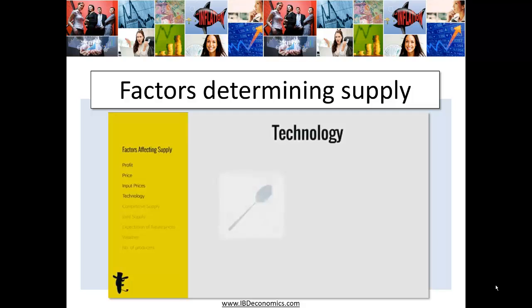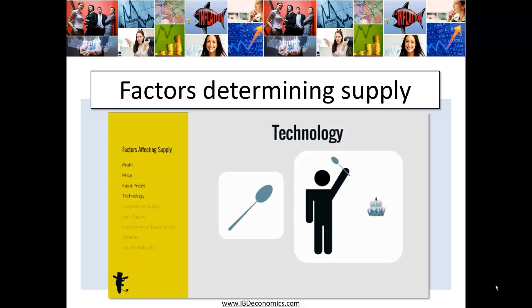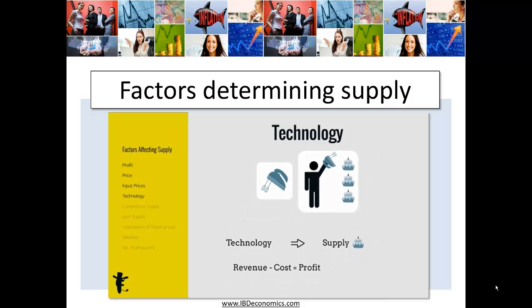Technology. We used to bake with these. That's slow. Due to improvements in technology, we now bake with these. Our productivity increases. So better technology helps us save cost, which increases our profits. We'll gladly supply more cakes. Yum yum.